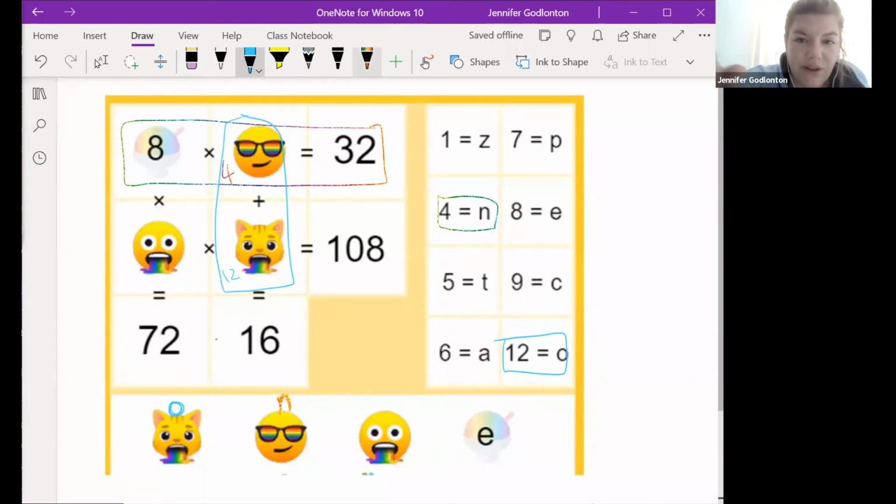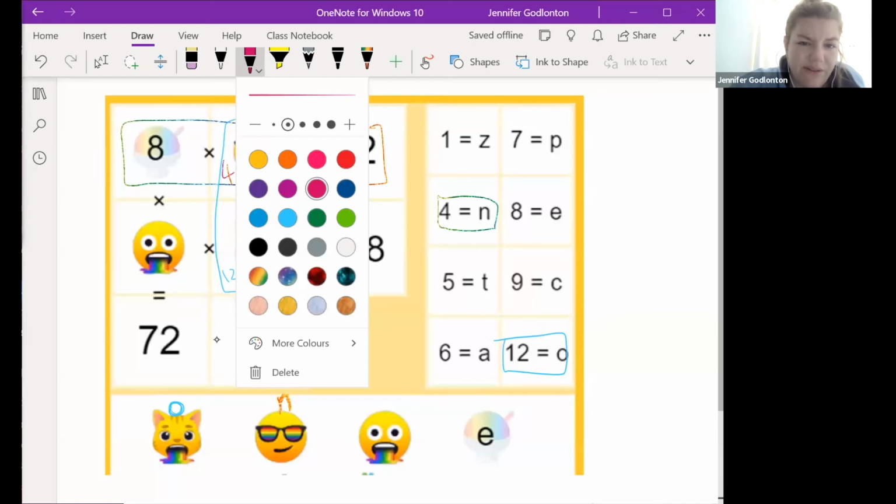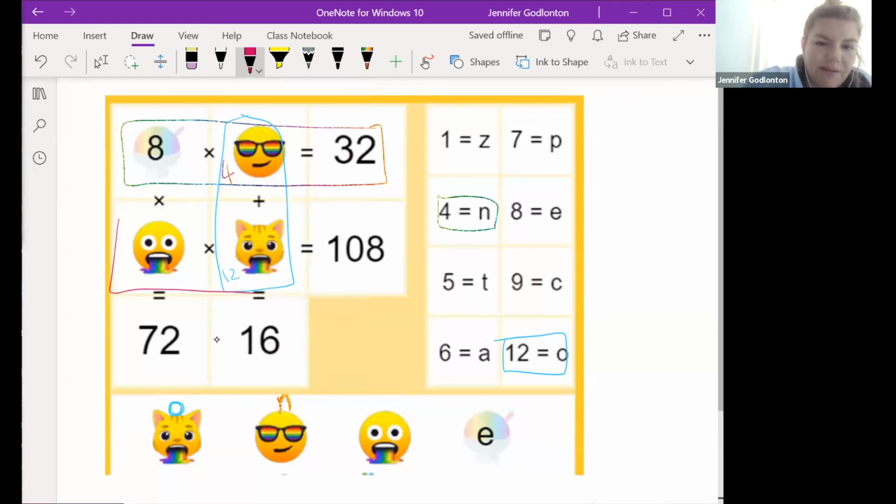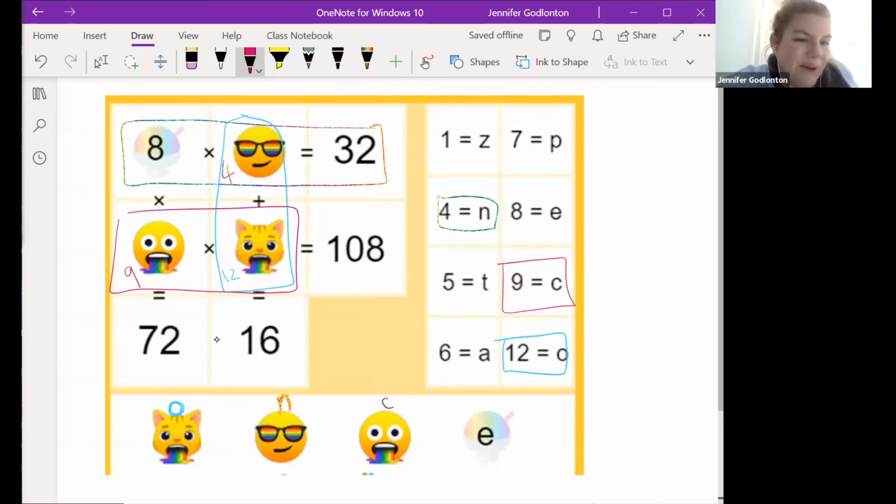And then you could look at either one of these, whichever one you find easier to work with. Let's look over there. Something times 12 is going to give me 108. So 9 times 12 is going to give me 108, which is a C. And so our word is once. And that's it. That's the whole question.